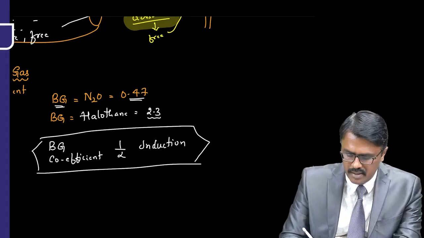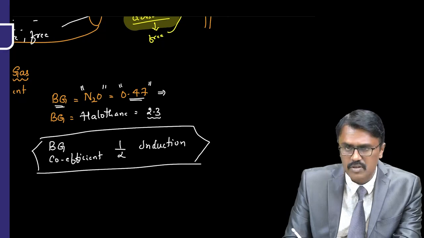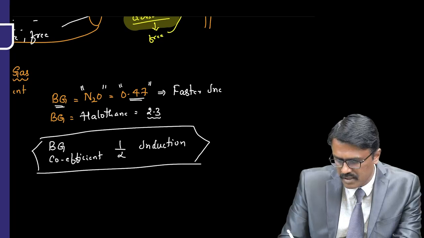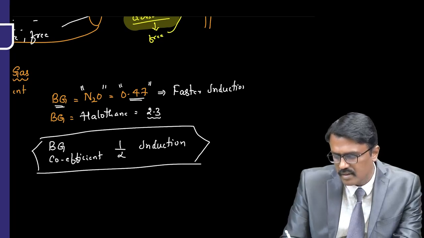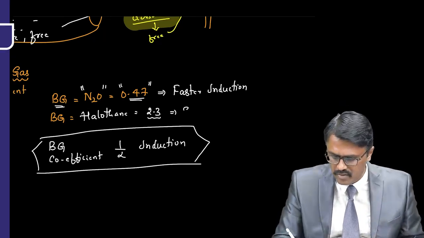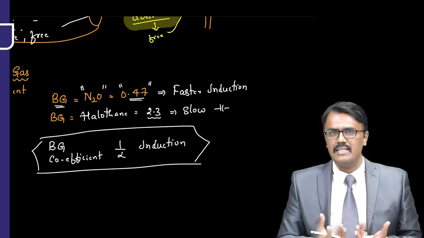For example, nitrous oxide has a value of 0.47. What happens to the induction? This value is low, so it will have faster induction. Why faster induction, sir? The reason is less is dissolved, more is free form. Now this halothane has slow induction. The reason is more is dissolved in the blood and less is available in the free form.